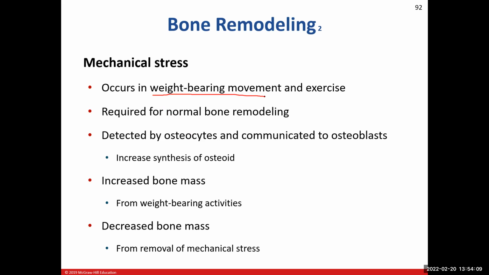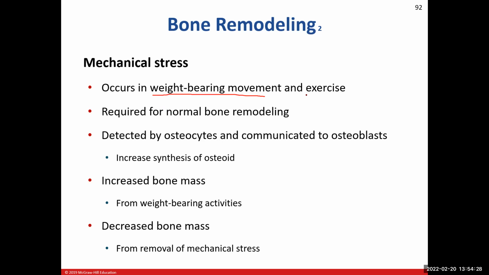But not so much, because you are weightless, but the force of that band pressing them against the treadmill will mimic that weight-bearing movement. So with mechanical stress, that's what we're going to see through weight-bearing movement, working out at the gym with weights.